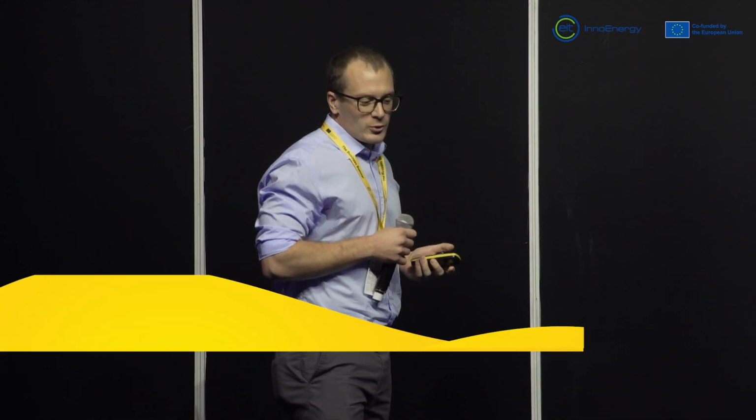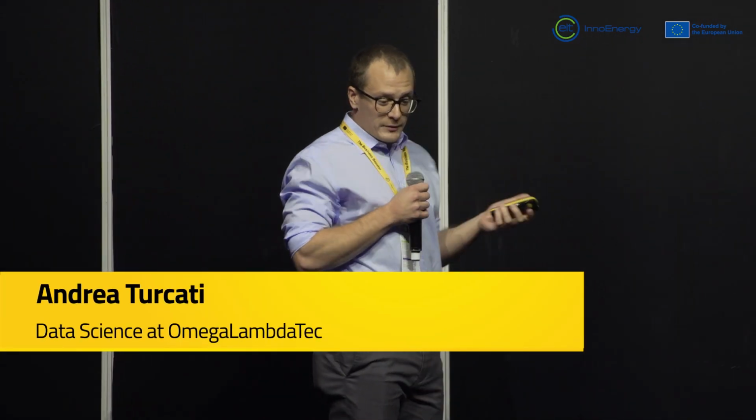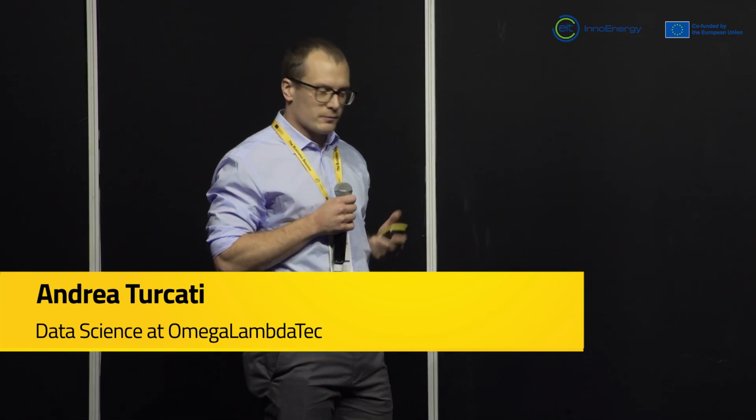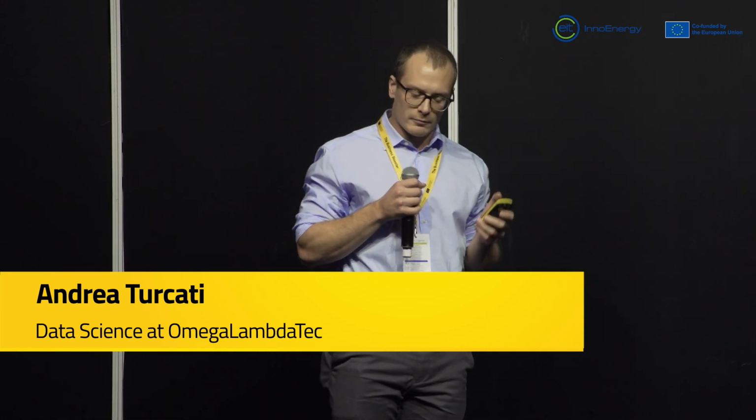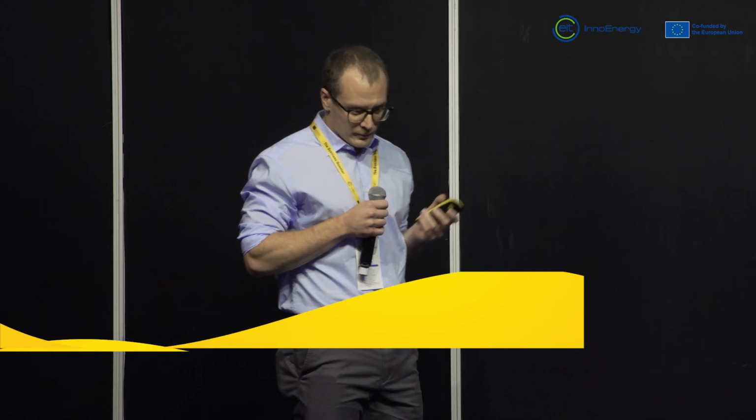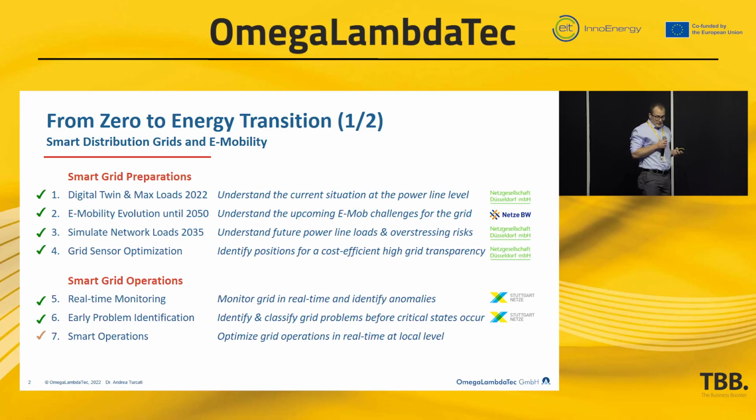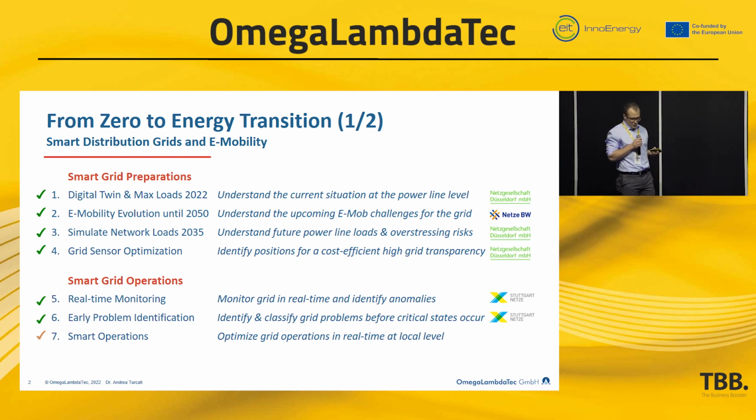OK. So today, I will talk about deep tech components for the energy transition. I will give an analytics and AI overview. So we start by saying that the energy transition is taking place mostly in the distribution grid. This first slide focuses on the smart grid solutions that target the low voltage network.